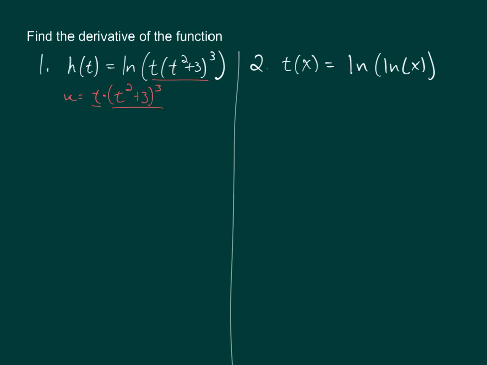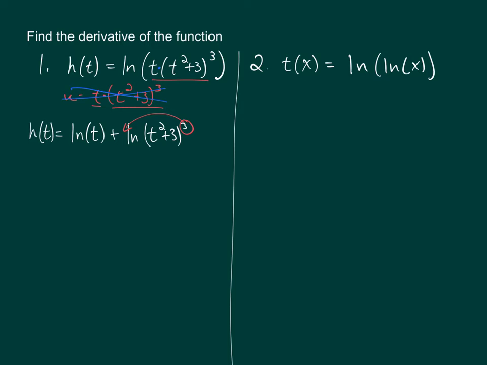And there is. If you remember your log properties, you see that here there's a log of t times another expression. What that means is that we don't have to set u equal to this business. What we can do instead is separate this out. H of t equals the natural log of t plus the natural log of t squared plus 3 cubed. And even better, we can move this cube to the front, thereby making this derivative much easier to find.